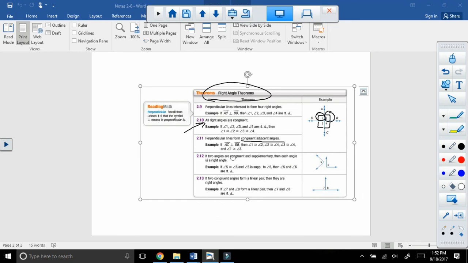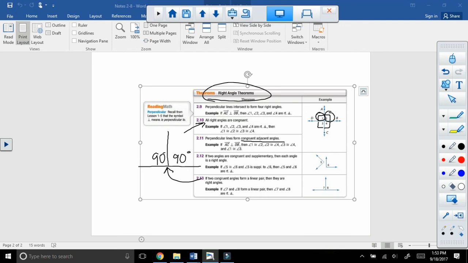If 2 angles are congruent and supplementary, then the angle is a right angle. So if you have 2 angles that are supplementary, meaning they add up to be 180, and they're the same, that means both of them need to be right angles or both of them need to be 90. And then the last one says if 2 congruent angles form a linear pair, then they're right angles. That's just kind of another way of saying the way I have it drawn in this picture.